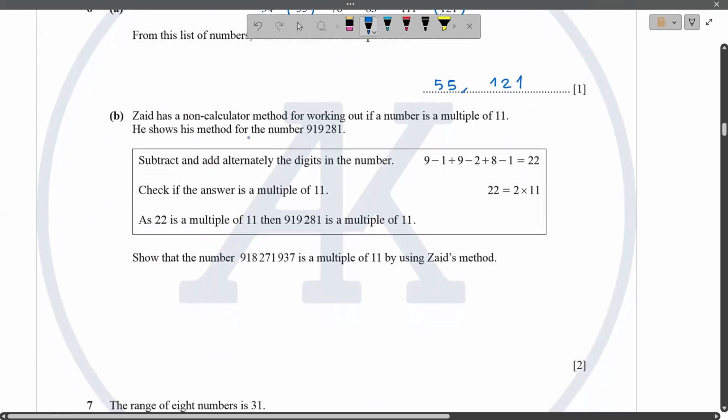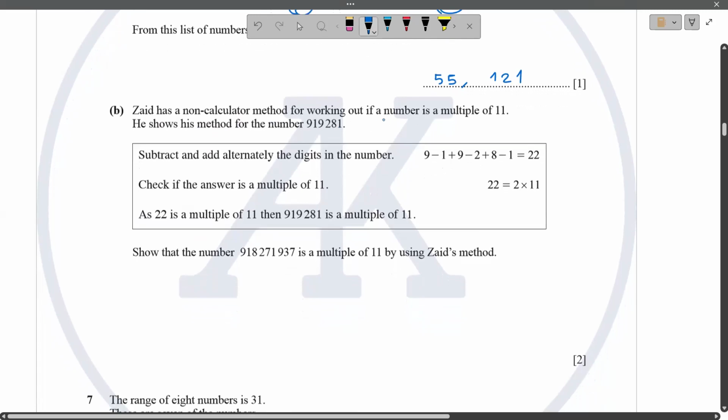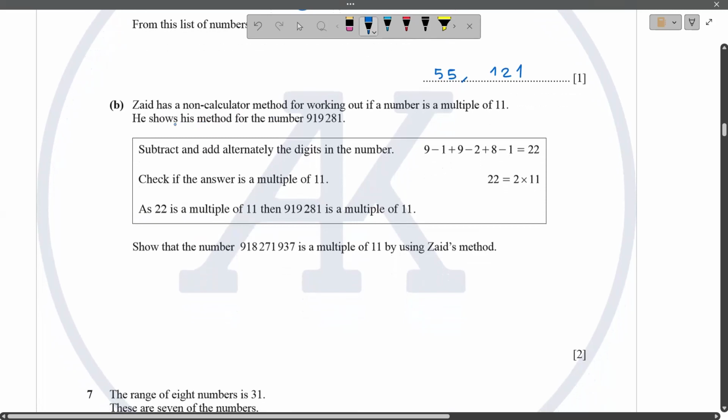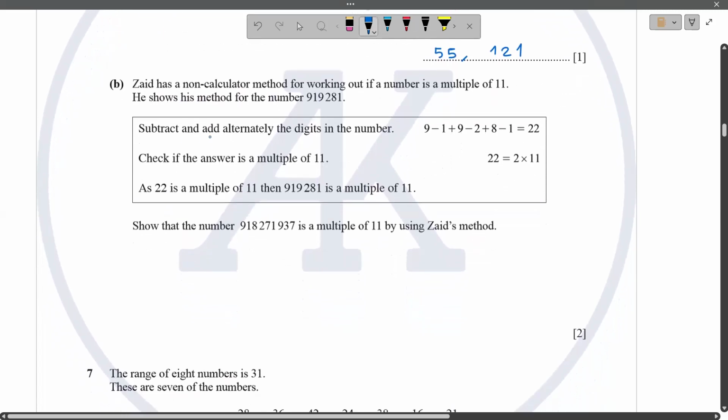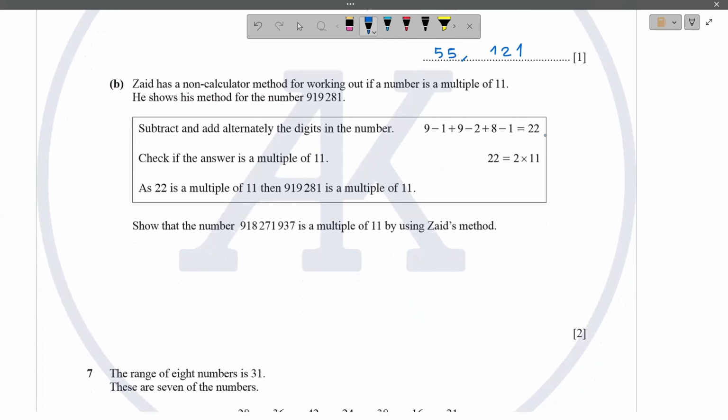Zaid has a non-calculator method for calculating out if a number is a multiple of 11. So his method is to subtract and add alternately the digits in the numbers. Check if the answer is a multiple of 11. And as 22 is a multiple of 11, so this number is a multiple of 11. So he is subtracting, adding, subtracting, adding, subtracting, and so on. So we need to check this method here.